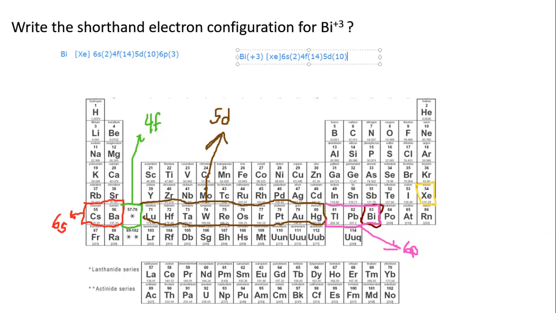And so what you should note here is that bismuth is paramagnetic. However, bismuth 3 plus is diamagnetic because there's no lone electrons, because we have all completely filled orbitals. So you can change the magnetic properties of an element by changing it from an element to an ion.